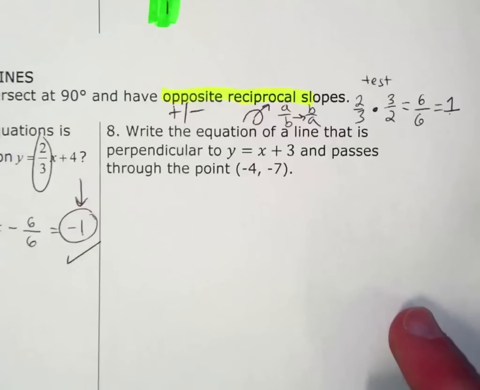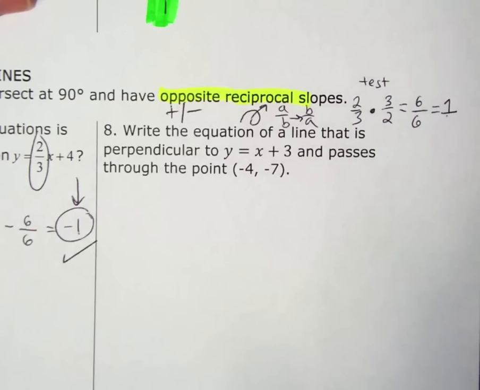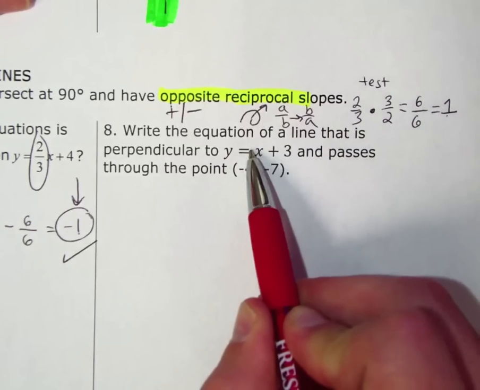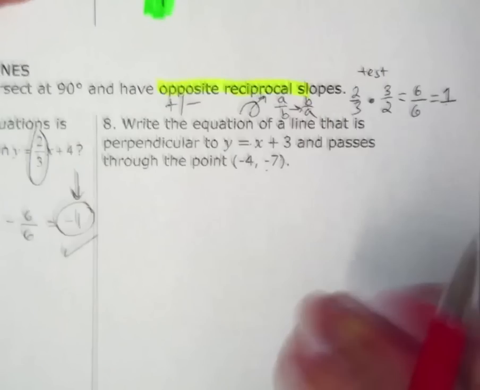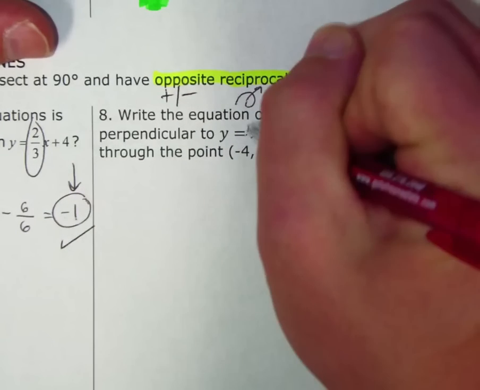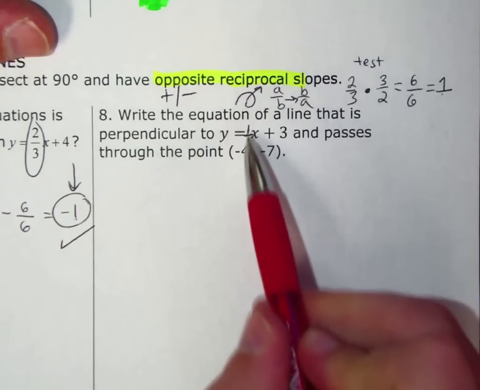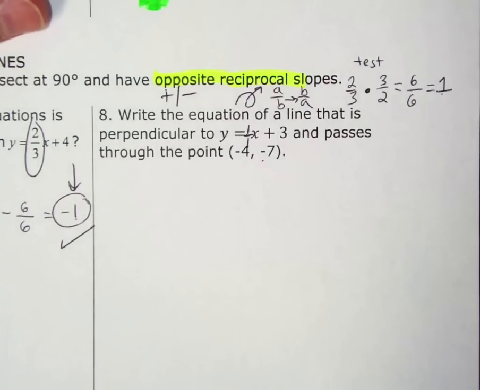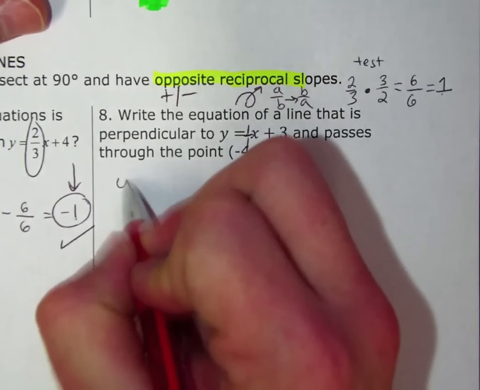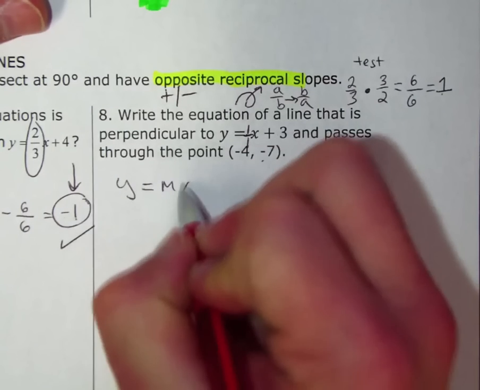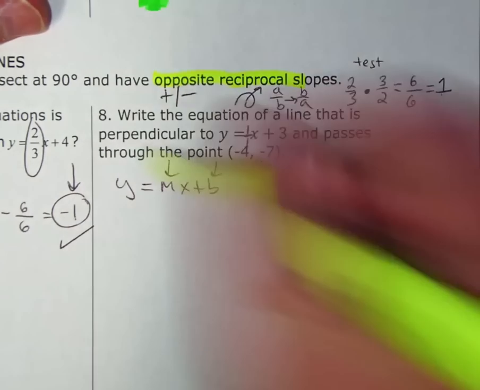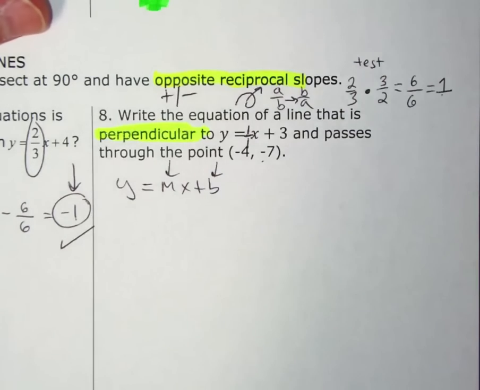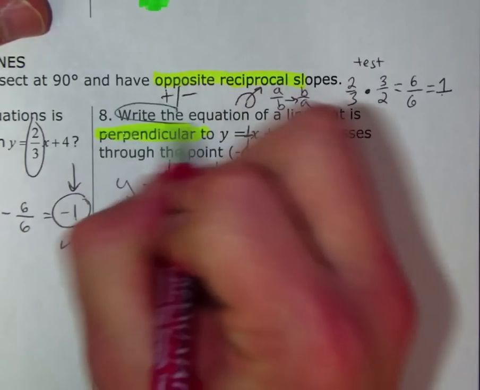Okay, last thing. Again, you can go graph this, take the opposite reciprocal slope, and go find the y-intercept. Or you can do it the algebraic way. The slope here is 1 over 1. When you don't see a coefficient, it's really 1. I need a slope and a y-intercept for a line that is perpendicular to the given line here, and it has to go through that point. I need to write that equation.